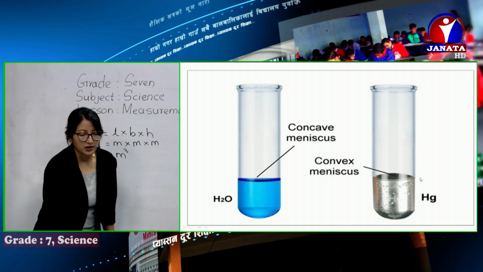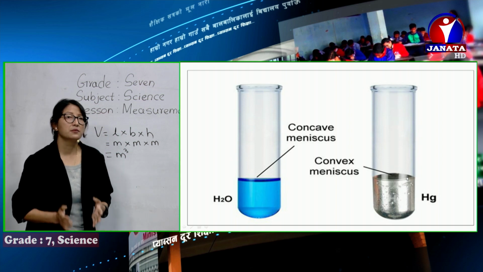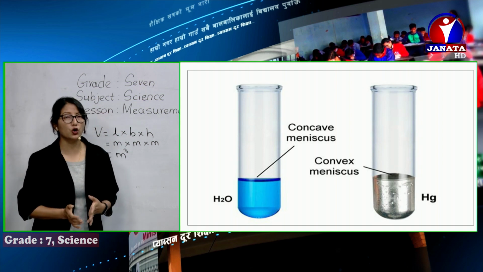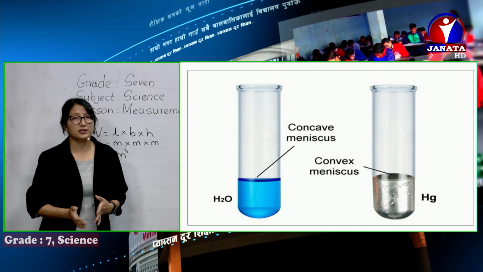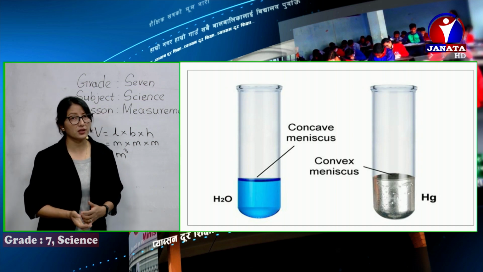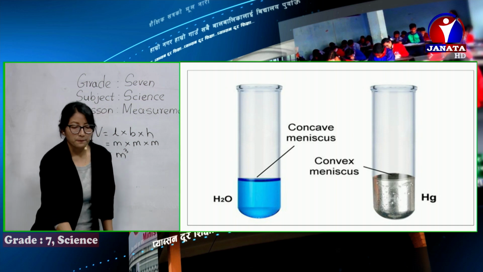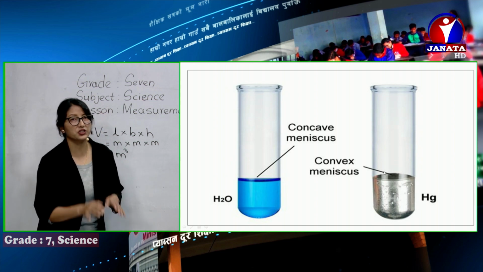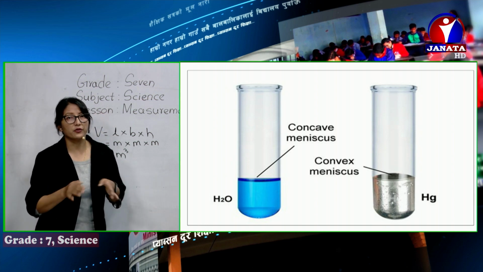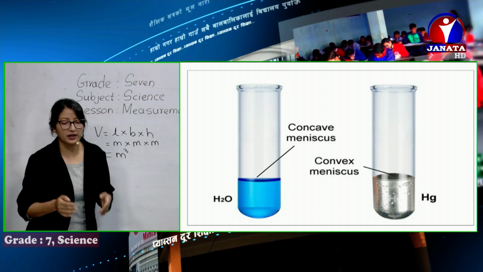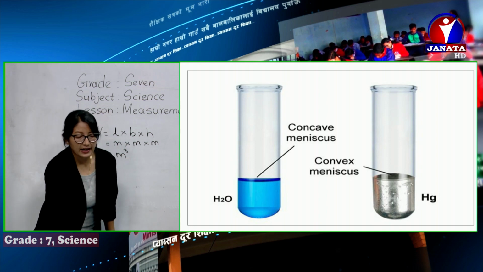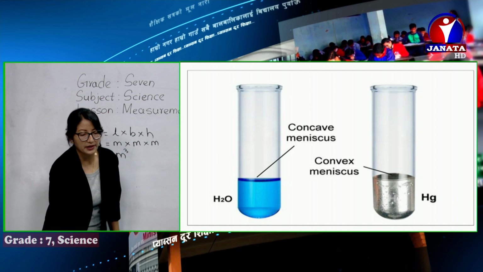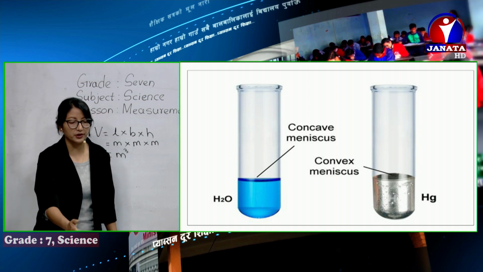And if it's mercury, I think you all know about mercury, the liquid that's specially used in thermometers, an element. Its symbol is Hg. It shows a convex meniscus. Its curve is facing downward. So here we can see, and this meniscus should be measured while measuring the volume of mercury.